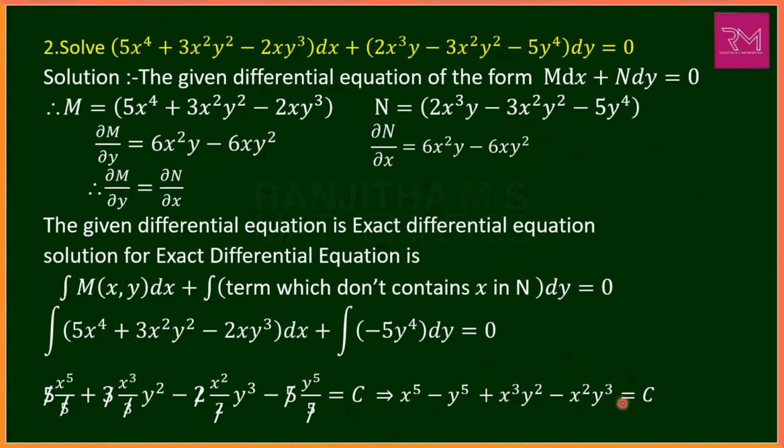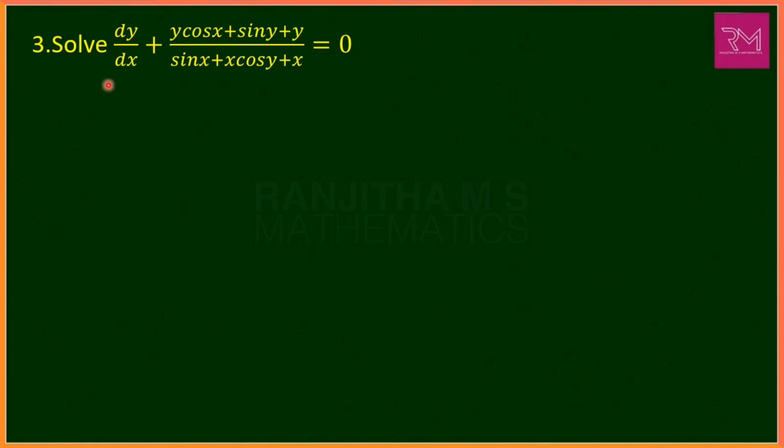This completes the problem. Let us take another problem. This is a very important question paper problem. They have asked it many times in examinations. Solve dy by dx plus y cos x plus sin y plus y divided by sin x plus x cos y plus x, which is equal to 0.